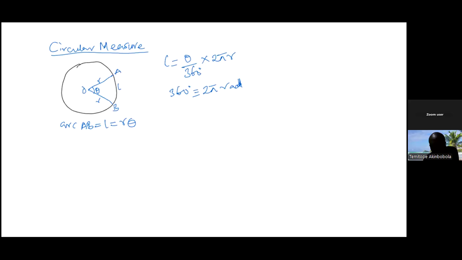So if you replace this 360 degrees with 2 pi, you now have L equals theta over 2 pi times 2 pi r. So we cancel 2 pi, and you now have L equals theta times r, which is r theta. That is how we obtain this. Is that clear?